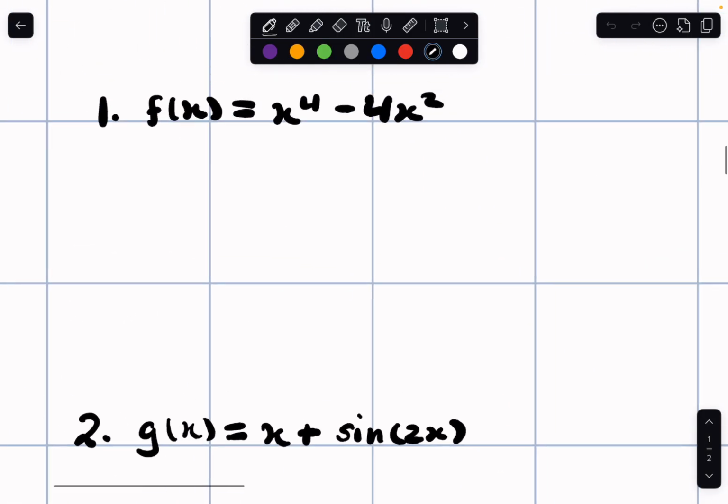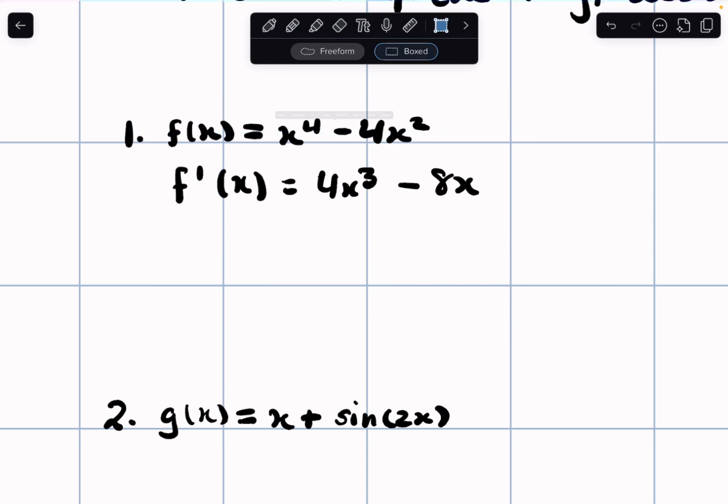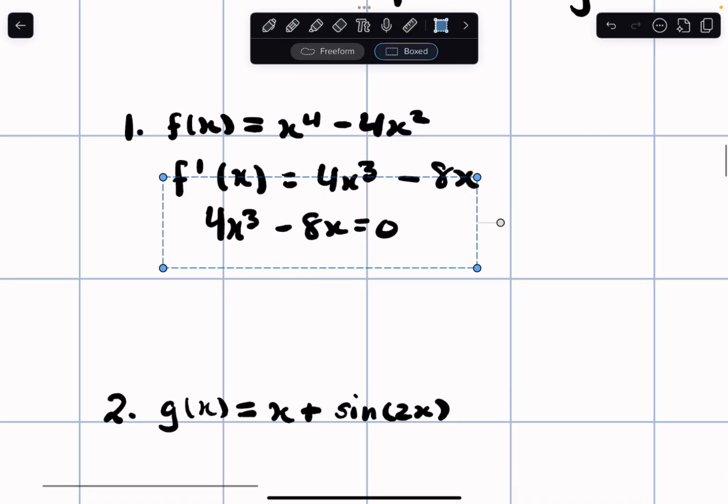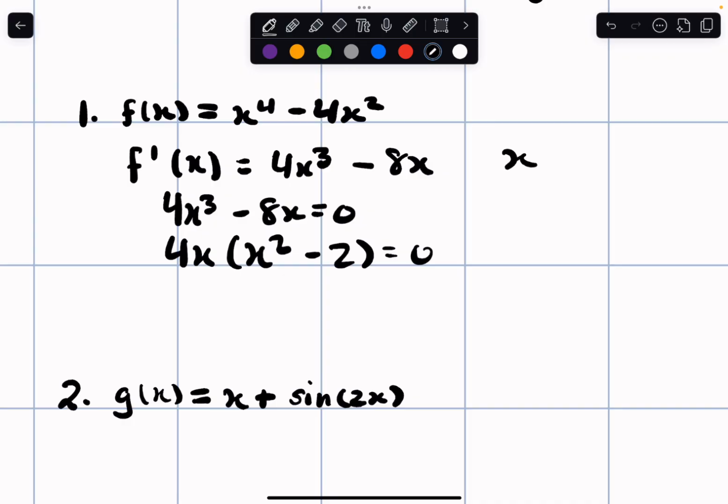So for the first function, we're given f of x is equal to x to the fourth minus 4x squared. First things first, we're going to want to find the critical points. So f prime of x is equal to 4x cubed minus 8x. Then to find the critical points, we're going to set that equal to 0 and then solve. So we'll take out 4x with x squared minus 2. So we'll get x equals 0, and then plus or minus the square root of 2.